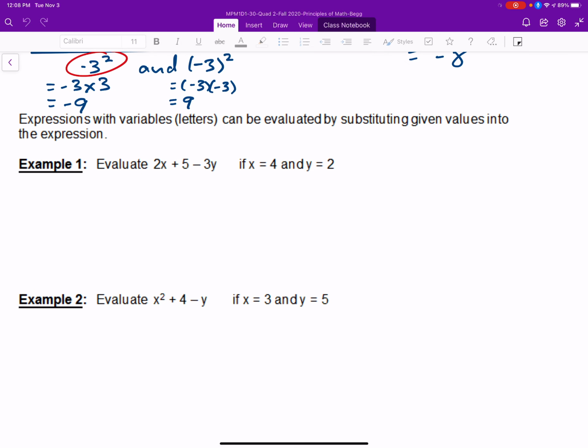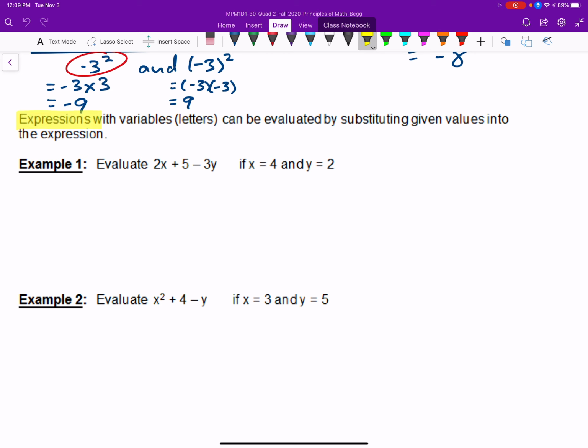All right, let's take a look at 2 more examples. Expressions with variables can be evaluated by substituting the given variables into the expression. So this is the last thing we need to know. Variables like x and y can be simplified. We can do a substitution. We can do a lot of substituting in this course.